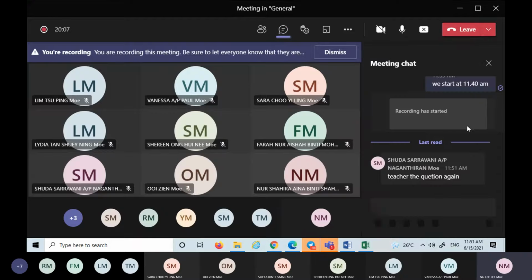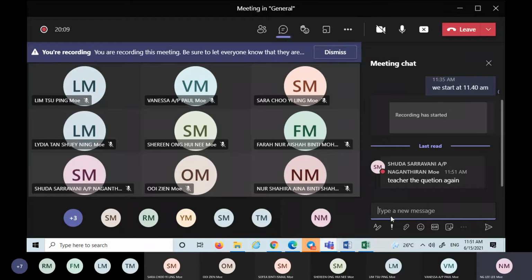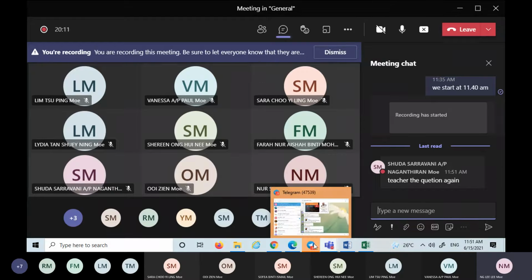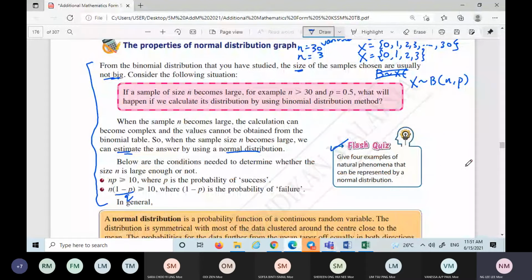The question again. Give the example of natural phenomena that can be represented by a normal distribution. You have learned during random variables, you just give an example which is a continuous random variable.